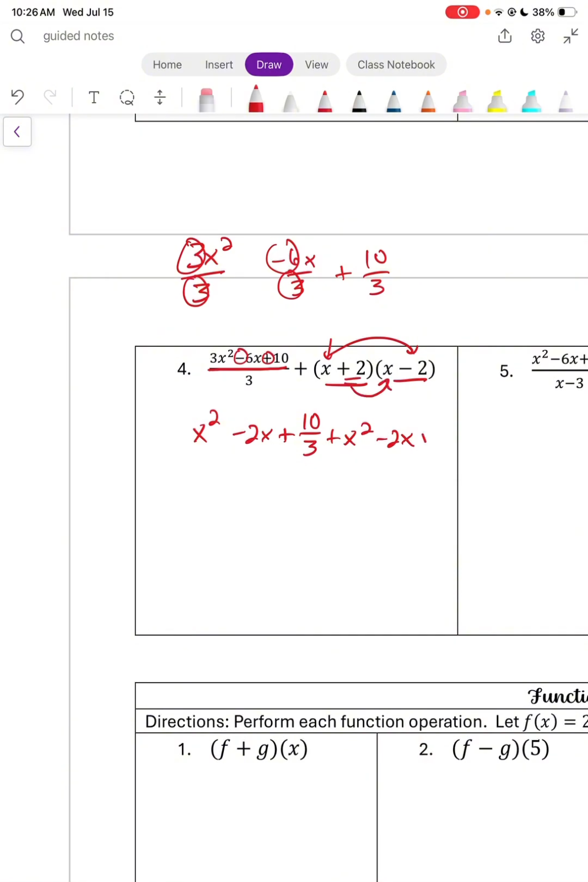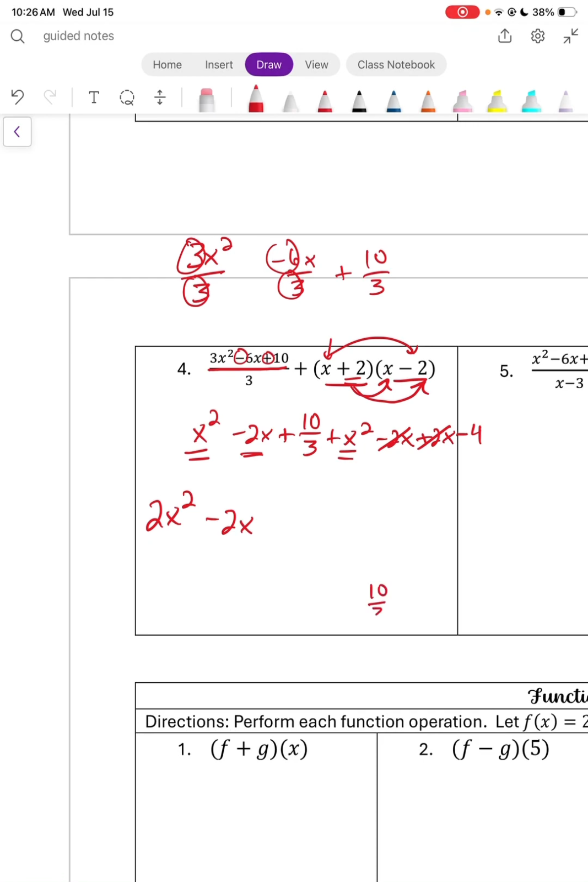2 times x gives you a positive 2x. And 2 times negative 2 gives you a negative 4. These two cancel as they always will. Now, adding, subtracting what we got left. X squared combines with x squared. Add the numbers out front. Leave the x squareds alone. The negative 2x, I don't believe, combines with anything. And then you have 10 thirds and negative 4.